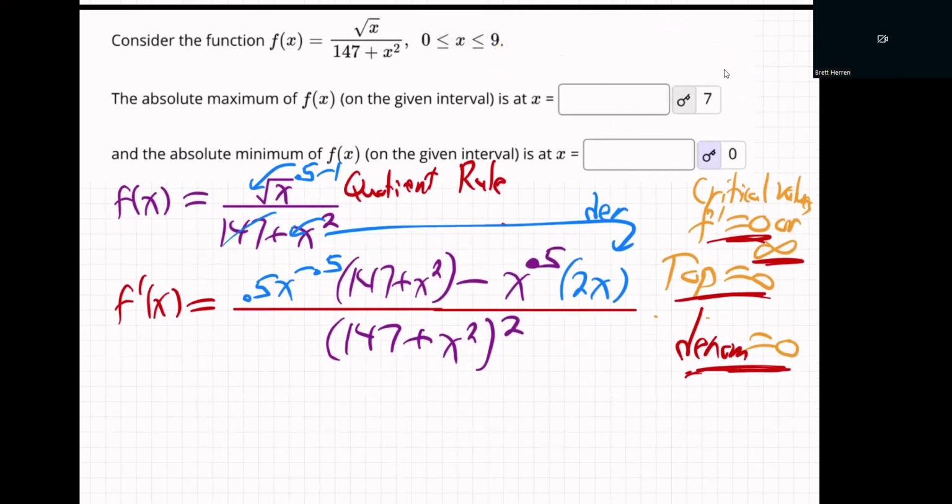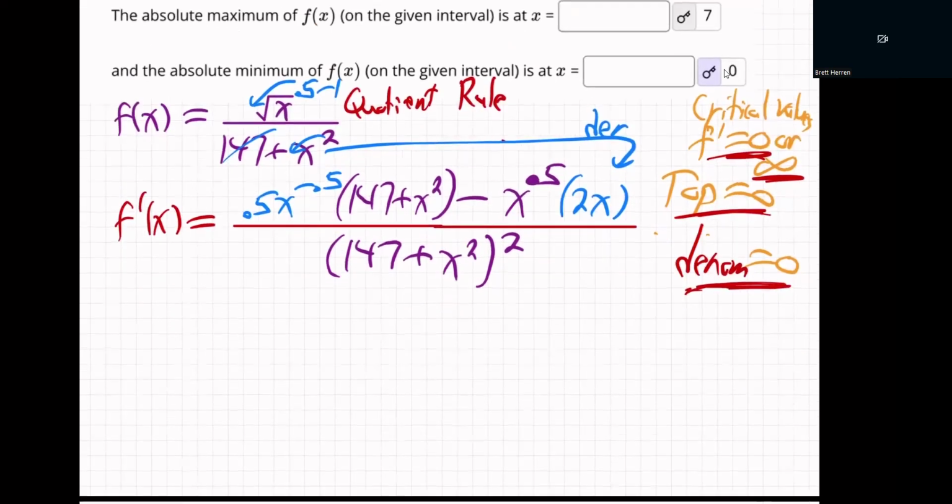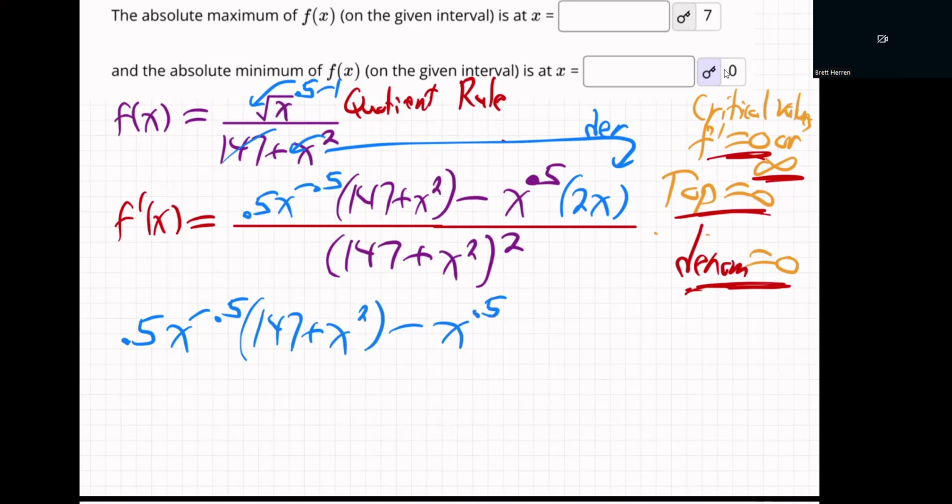So then we're going to take the top equal to 0. So here's the top: 0.5 x to the minus 0.5 times 147 plus x squared, minus x to the 0.5 times 2x, and we want that equal to 0, the top equal to 0.